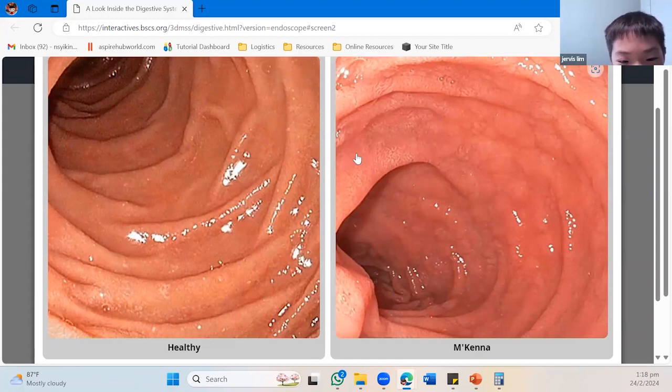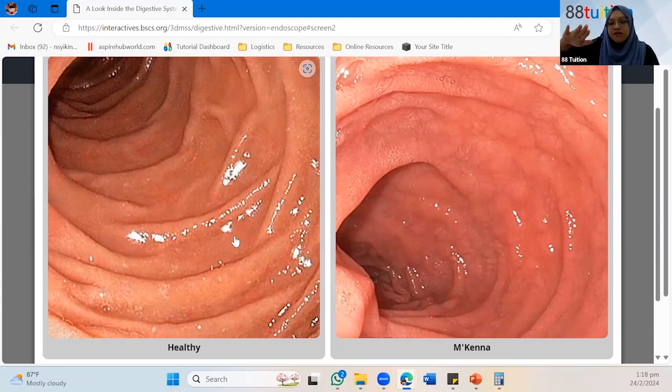The healthy one is up and down, but the unhealthy one is like straight. What's the up and down you're talking about, Jervis? Is it this one? Yeah. Okay. So I think what you're trying to say is that the wall of the small intestine, the healthy one, looks more folded. If you want, you can say wrinkled, but actually the right word is folded. You look at the unhealthy one, the not so healthy one. The folding you cannot really see that much, correct or not? It's a bit flat like that.